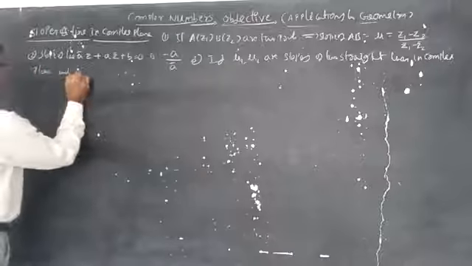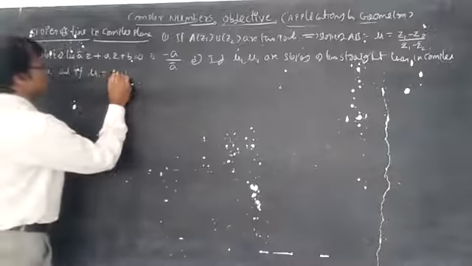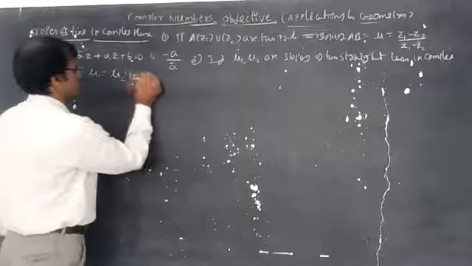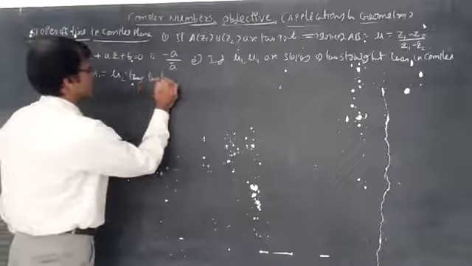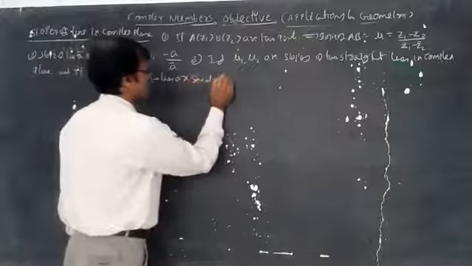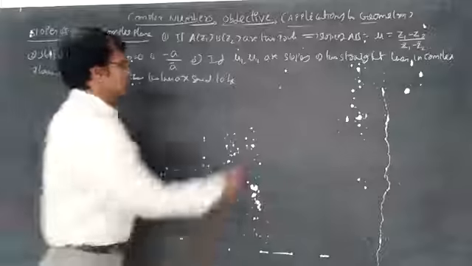And if mu1 is equal to mu2, then the two lines are said to be parallel.